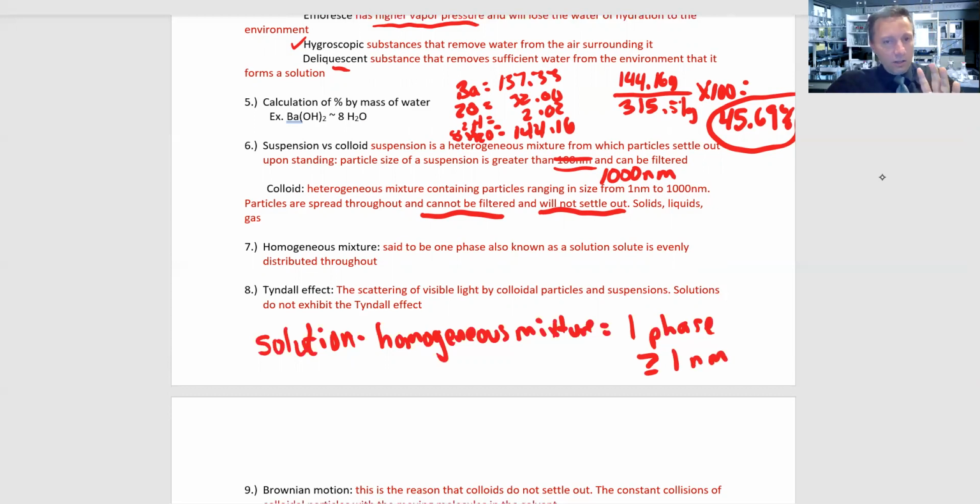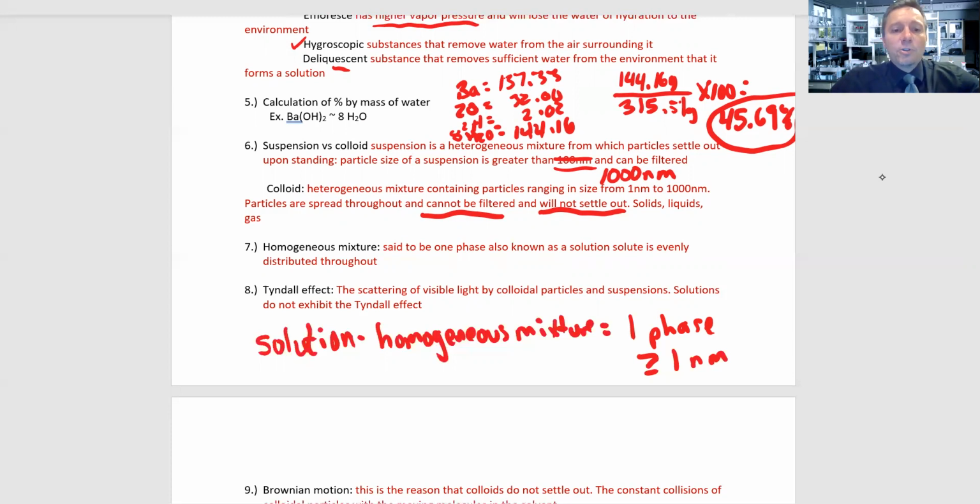So these numbers are pretty important to have a distinction of what they are. So remember, a suspension is 1,000 nanometers or more. A colloid is 1 nanometer up to 1,000 nanometers. And a solution is 1 nanometer or less. So a solution is a homogeneous mixture. It's not a heterogeneous. The other two, suspensions and colloids, are heterogeneous. A solution is only one phase. You can see no distinct layers. It's all in one phase.